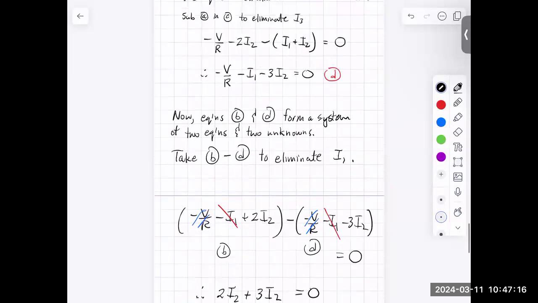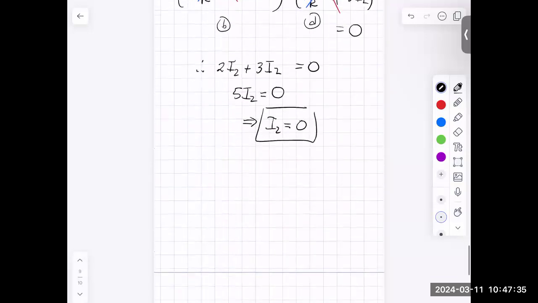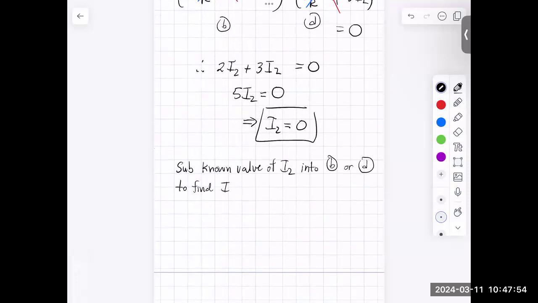I don't have to put it into D. I could put it back into B, and again, once I put in the value for I2 into equation B, I1 will be the only unknown. It doesn't matter which one I sub it into, I better get the same result. Okay, so now we can sub the known value of I2 into B or D to find I1.